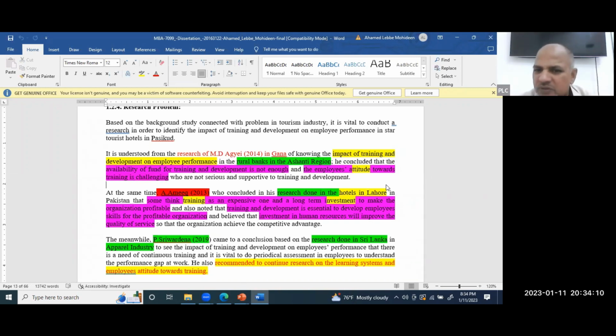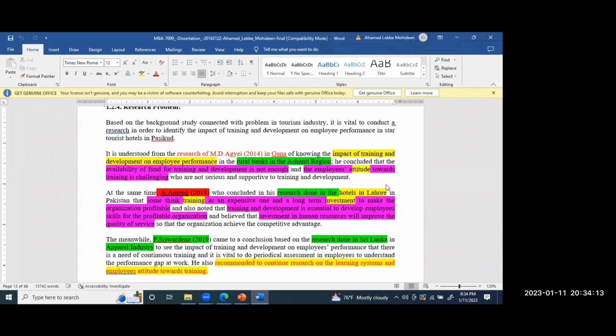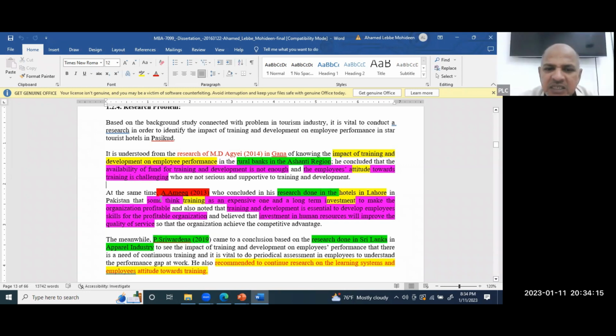Okay, understood? Yeah. Second one, Amik, he did a research in Pakistan, in Lahore, on the same topic, training and development and employee performance. He told me that he has identified investment, a long-term investment to make the organization profitable. Training and development is essential to develop employees' skills. Investment in human resources will improve the quality of the service. So he is thinking about the fund. Okay, there should be a fund.